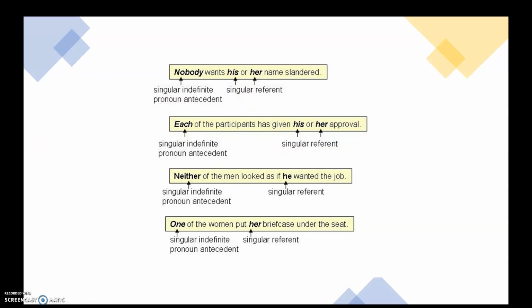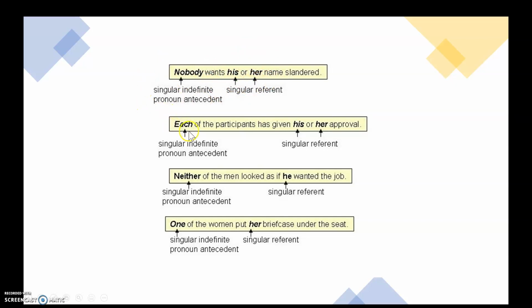It can be a good idea to check the pronoun first rather than the antecedent first because you're not always going to have an antecedent. So nobody wants his or her name slandered. Well, nobody is a singular indefinite pronoun, but it's not replacing anything. His or her is now replacing this pronoun, so we want to make sure these two match. So we go back to that list, we'd find nobody is singular indefinite, so then we would go, okay, we need a singular pronoun here, so nobody wants his or her name slandered.